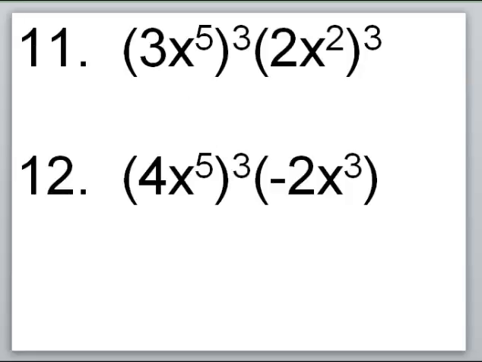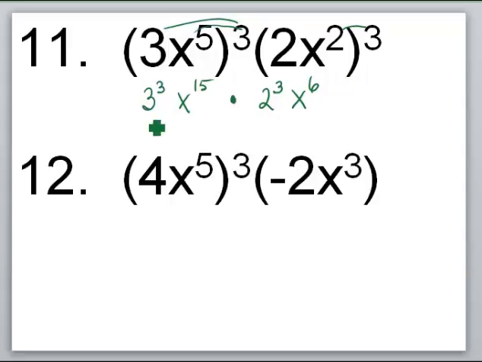So we're going to get rid of all the parentheses first. And so we're going to raise these all to this power. So I've got 3 to the 3rd power. And I've got x to the 5 times 3, so that'll be x to the 15th. Times, I've got 2 to the 3rd. And I have x to the 2 times 3, which is 6. That's power to a power rule.